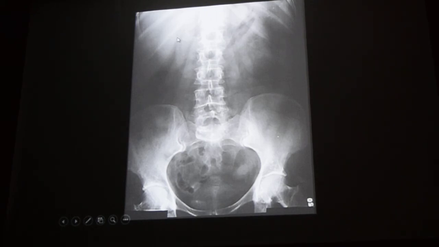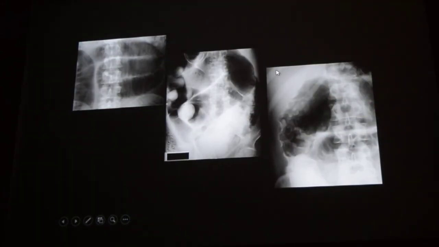It's just the projection. But if you look at this, you can make out the kidney shadow. Can you make out the kidney shadow here? Yes. See how nicely you can make it out? You can see it on the other side as well. Now, what about this? Let's see these gas shadows.